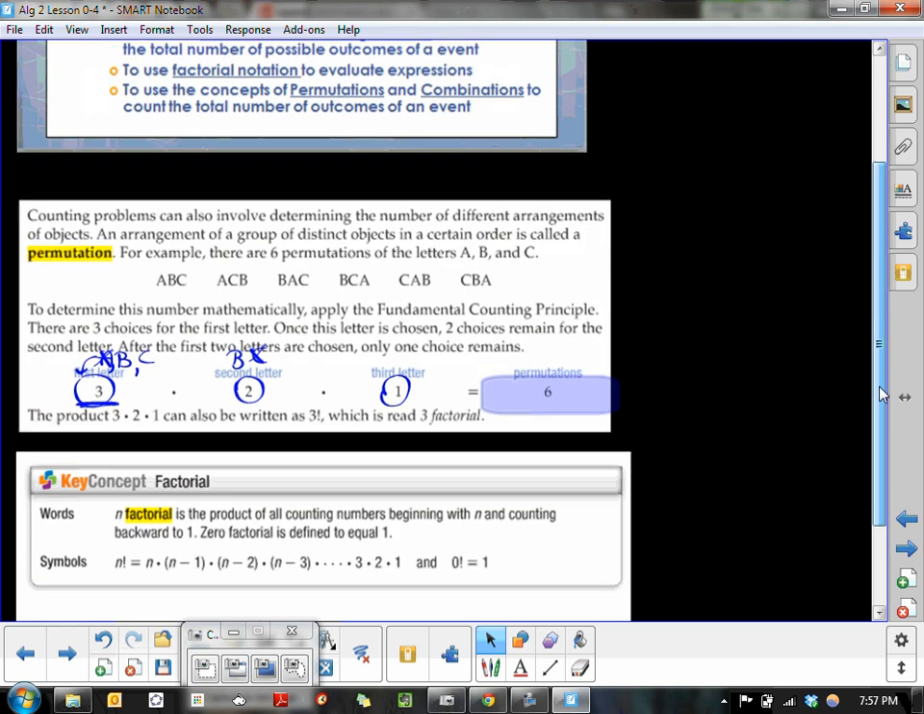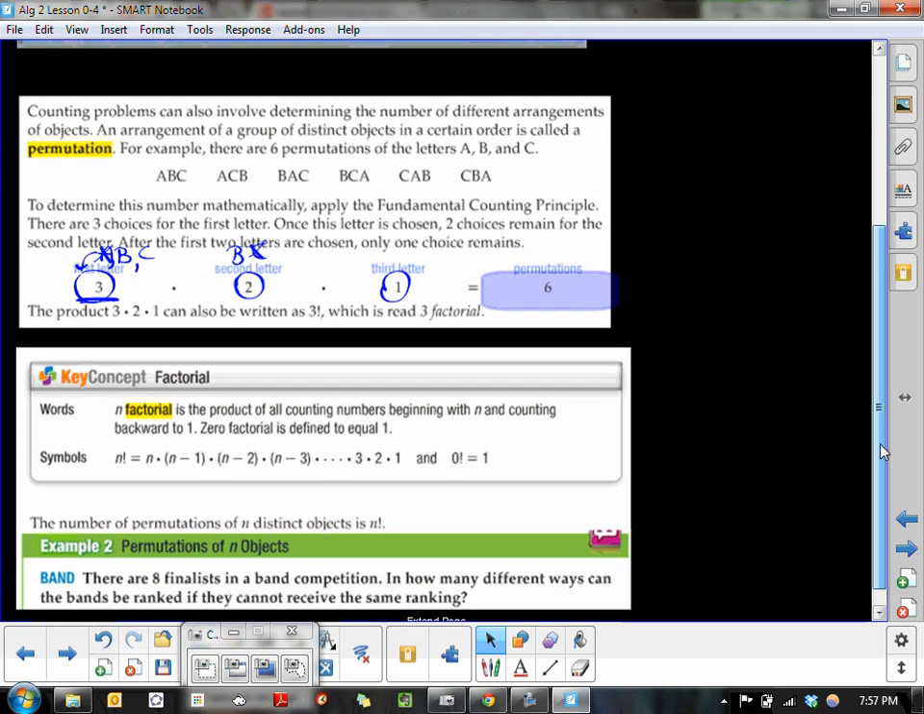Now they bring in the idea of factorial. The product of 3 times 2 times 1 can be written as 3 factorial. That's a 3 with an exclamation point, called 3 factorial. 3 factorial is an efficient way of writing long products. Our long products start at the top number and count down by counting numbers to 1.